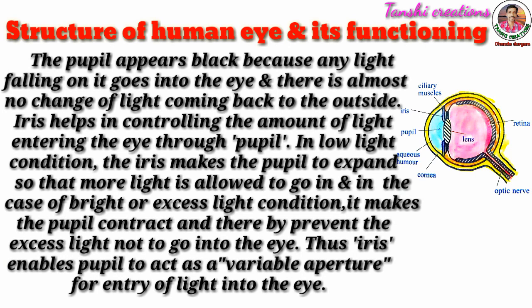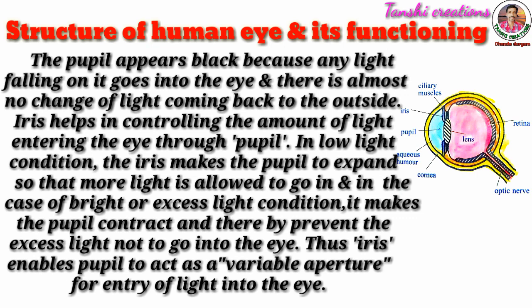The pupil appears black because any light falling on it goes into the eye and there is almost no chance of light coming back to the outside. Iris helps in controlling the amount of light entering the eye through the pupil.